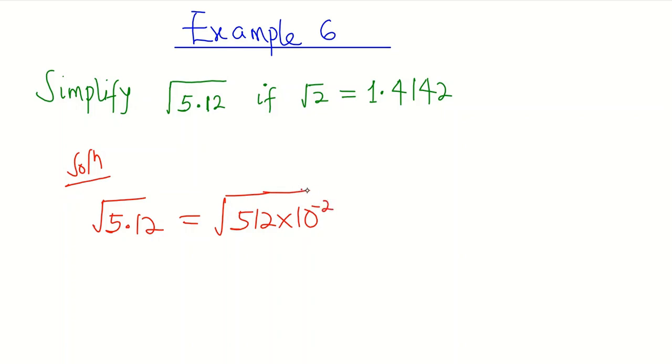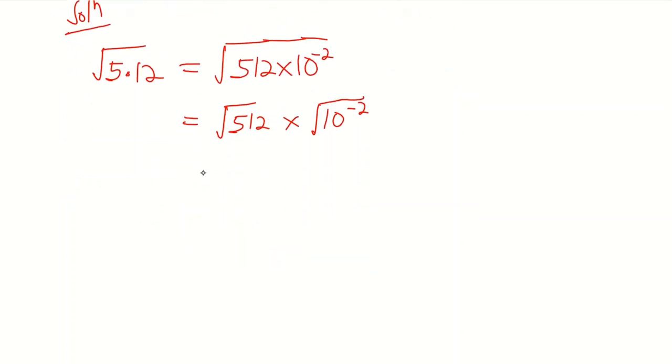In standard form, this is how we can write 5.12, which means we can replace the decimal by moving it 2 times to the right. Now it means that we are going to have square root of 512 times square root of 10 exponent minus 2. Now we can keep square root of 512 and work on the square root of 10 exponent minus 2, which means we're going to have 10 exponent minus 2 all exponents half.